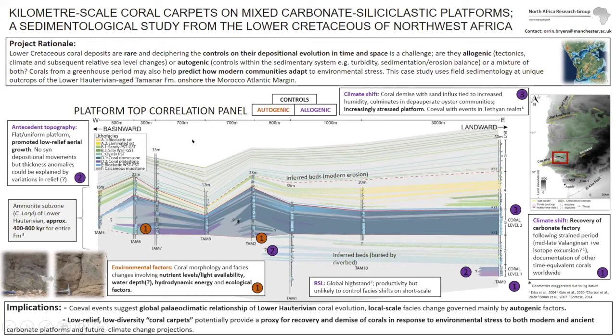And the key implications of the study are we have some sort of coeval event for the emergence and the demise of corals in the Lower Hauterivian. We've tied some of these events to the Tethys and also Portugal, where we have similar timed events in actually the same ammonite subzone. Whereas local scale variations in this region seem to be controlled by more autogenic factors.